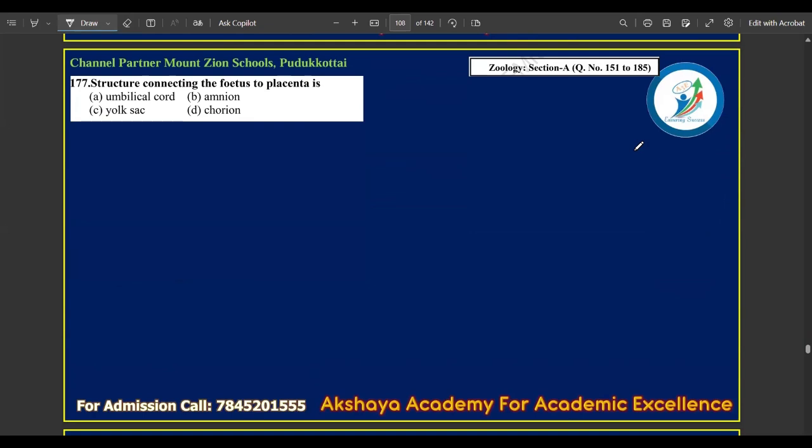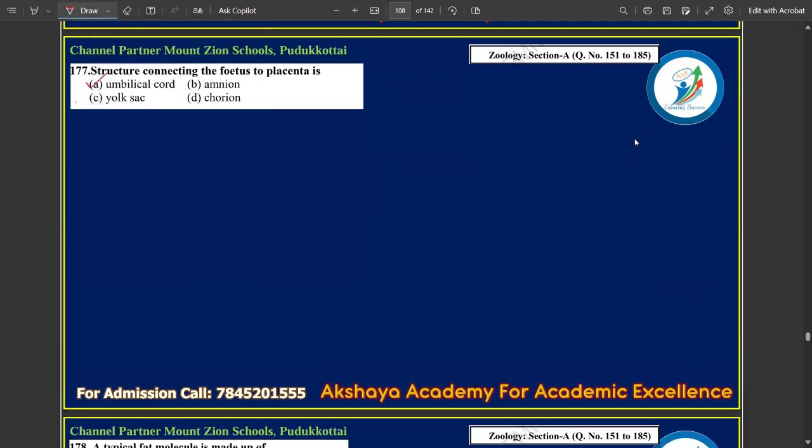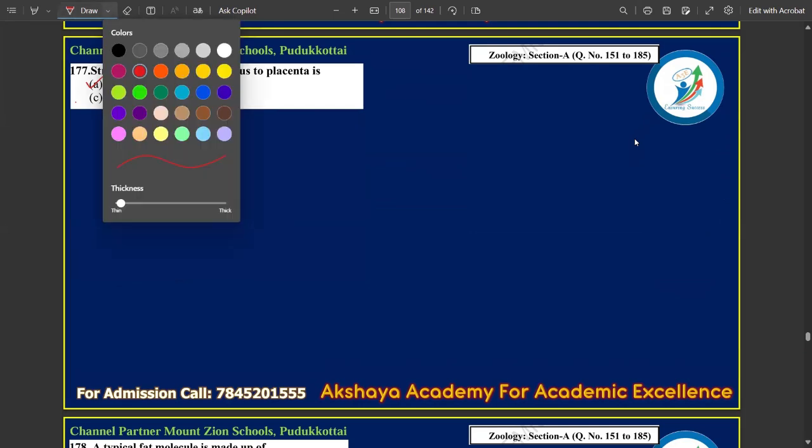The next question. Structure connecting the fetus to placenta is, it's a direct question. It is known as umbilical cord. So here your answer will be answer A.